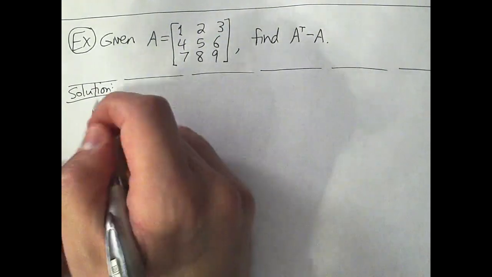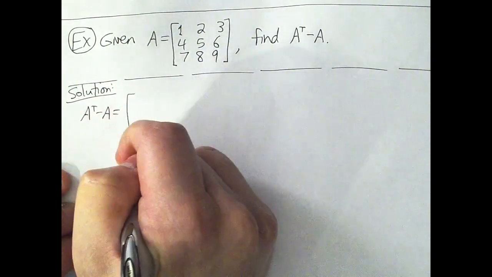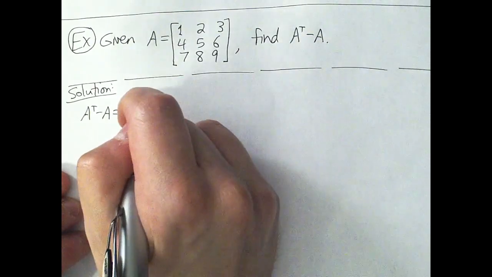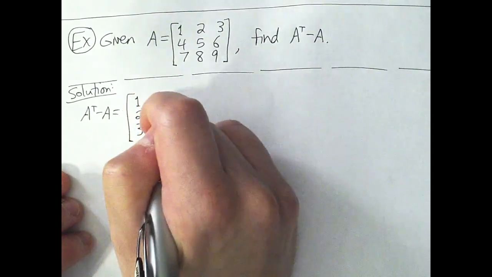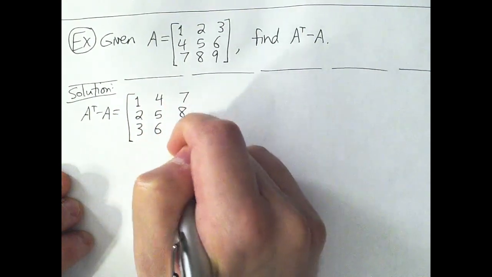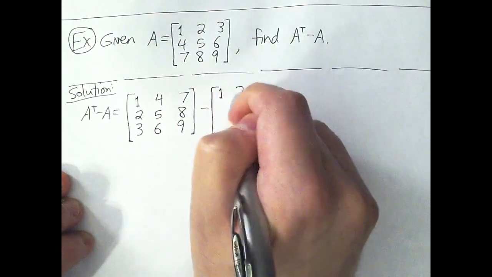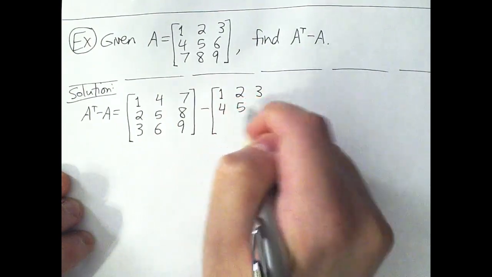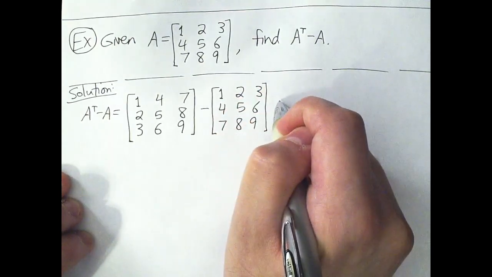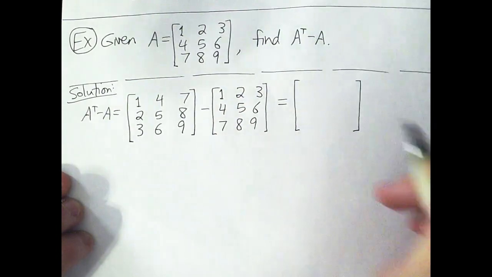Okay, this one's really not so bad, right? So I think A transpose minus A is going to equal, first of all, let's write A transpose. So every row of A becomes a column. 1, 2, 3, 4, 5, 6, 7, 8, 9. That's A transpose. And then we want to do minus A, so I'm just going to copy A. So it's a matrix minus a matrix, 3 by 3 minus 3 by 3.